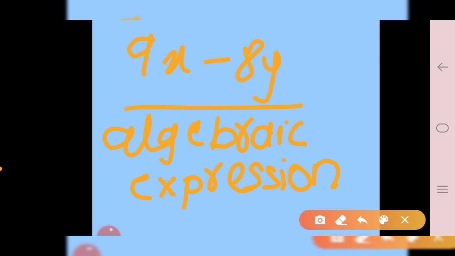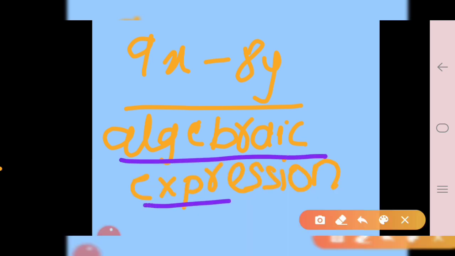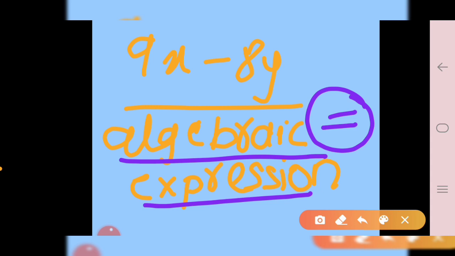So now if I join two algebraic expressions, if I join any two algebraic expressions, mix them together with the help of an equal to sign, what will I be getting? Guess what? With the help of the equal to sign, I'm going to get, yes, an algebraic equation. So let's look at another example. Let's rub it off.